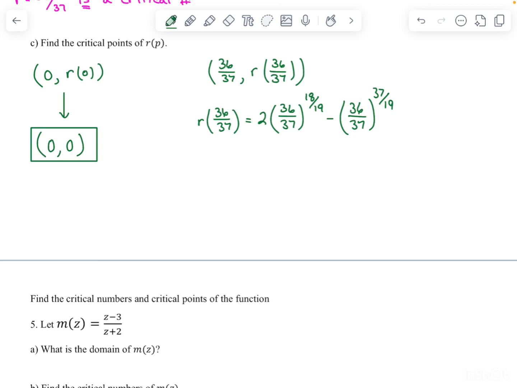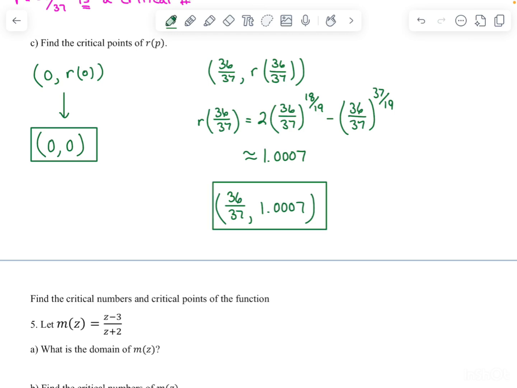approximate that expression using a decimal. And when you do, you'll get approximately 1.0007. So the second critical point is 36/37, 1.0007. And we are done.